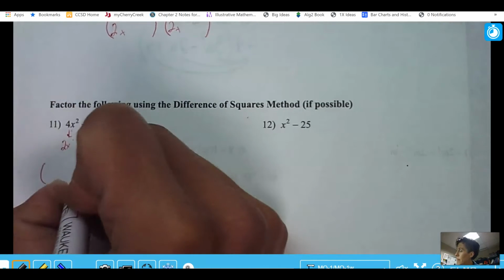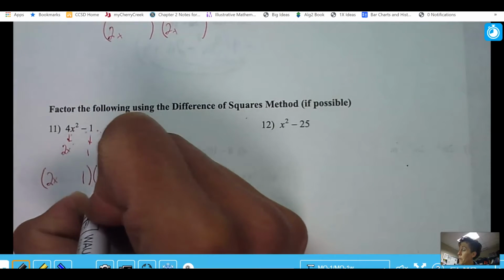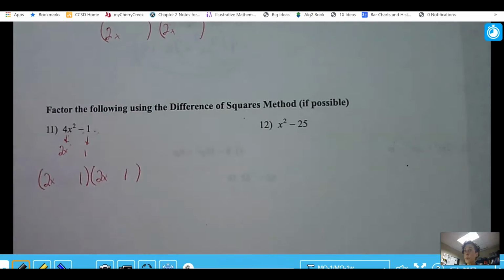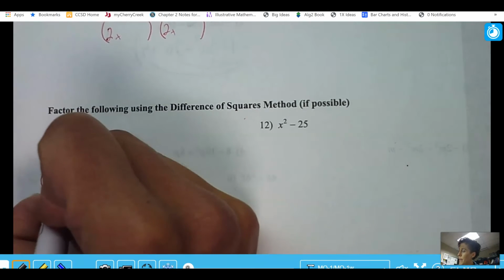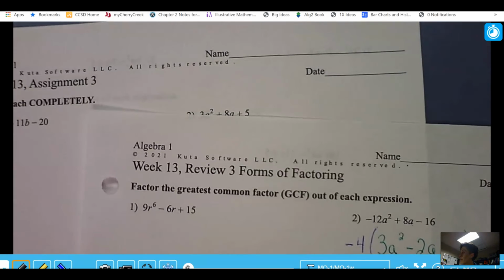So from there, you can make your two parentheses. You'll put 2x and 1 in both of them. They're going to look really similar, but to change them up, you're going to make 1 plus and 1 minus. So those are the directions for week 13, review 3, forms of factoring.